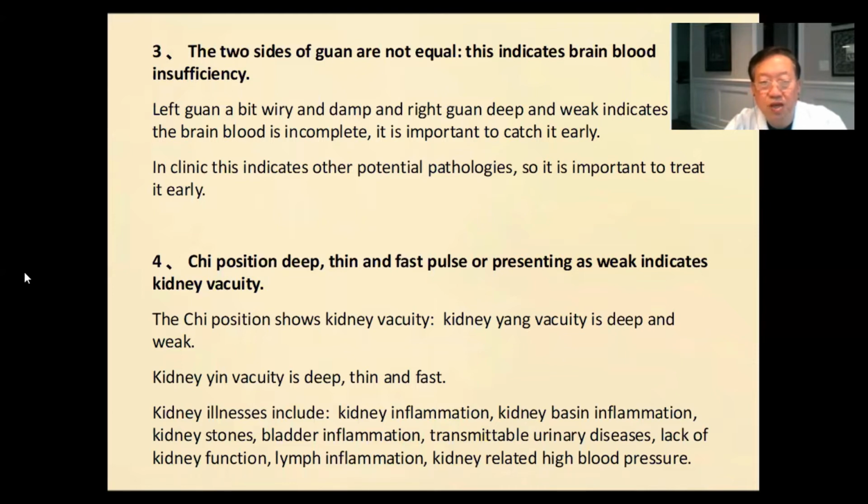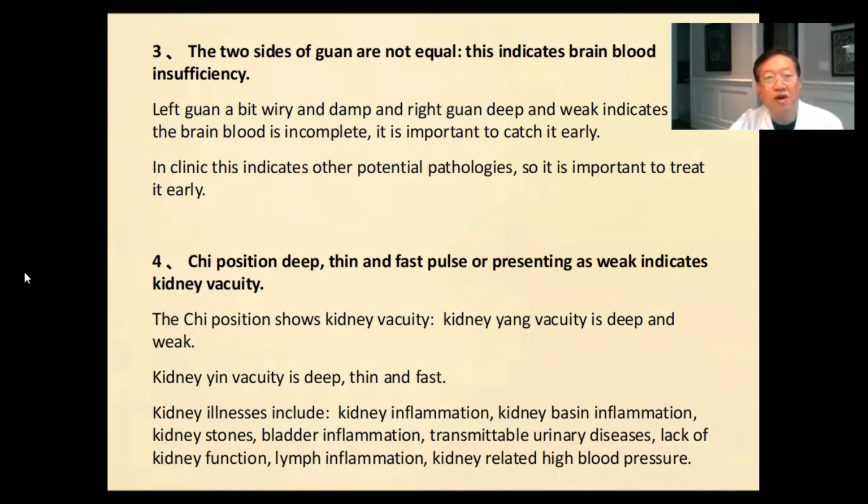In clinic, this indicates other potential pathologies, so it is important to treat it early. 4. Chi position. Deep, thin, and fast pulse, or presenting as weak, indicates kidney vacuity. The chi position shows kidney vacuity. Kidney yang vacuity is deep and weak. Kidney yin vacuity is deep, thin, and fast.